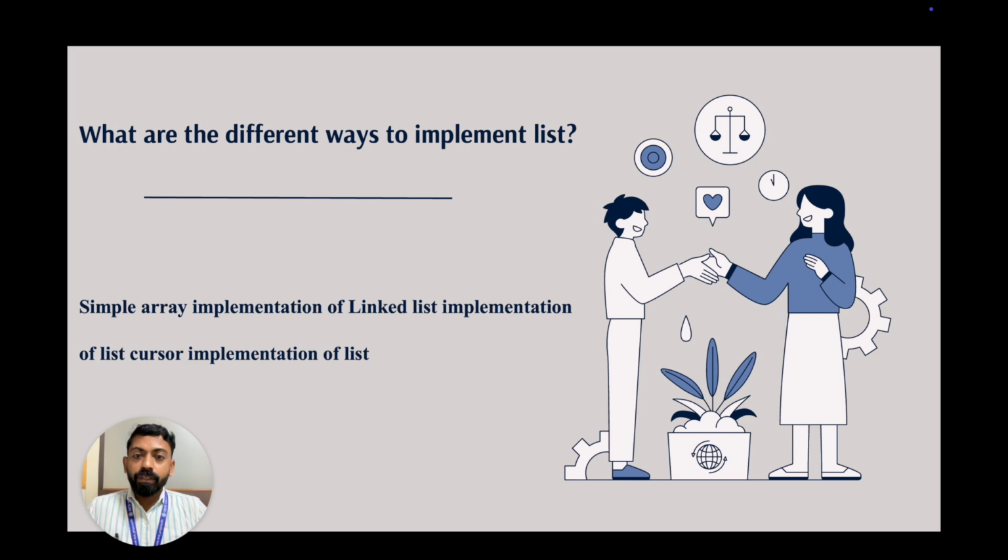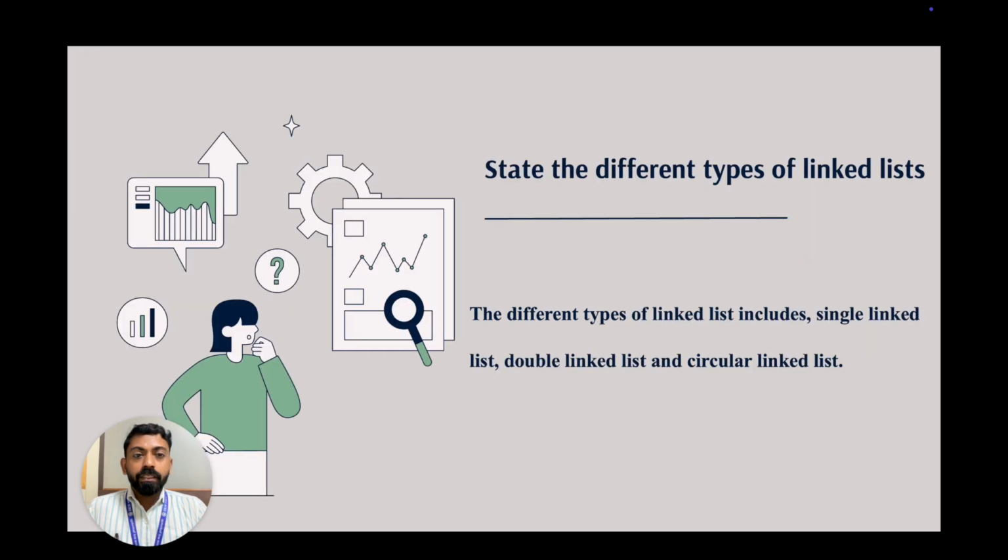What are the different ways to implement the list? Simple array implementation, linked list implementation, or cursor implementation of list. State the different types of linked list. The different types of linked list are singly linked list, doubly linked list, and circular linked list.